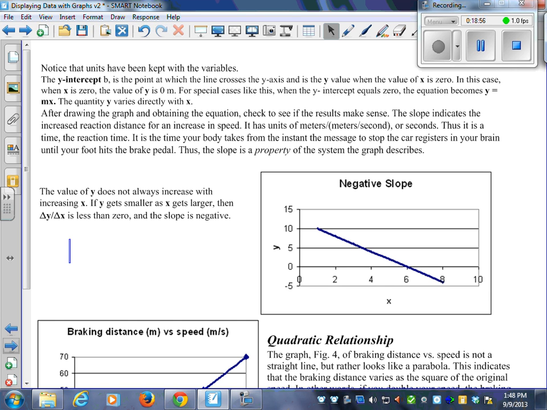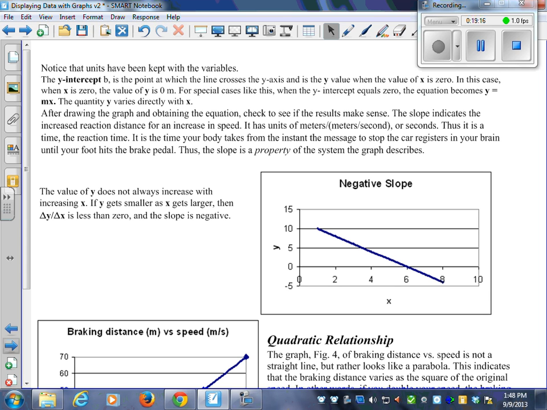Notice that the units have been kept with the variables. That's seconds. The y-intercept b is at the point where the line crosses the y-axis, and the y value when the value of x is 0. In this case, when x is 0, the value of y is 0 meters. For special cases like this, the y-intercept equals 0. The equation is simply y equals mx, and the quantity y varies directly with x.